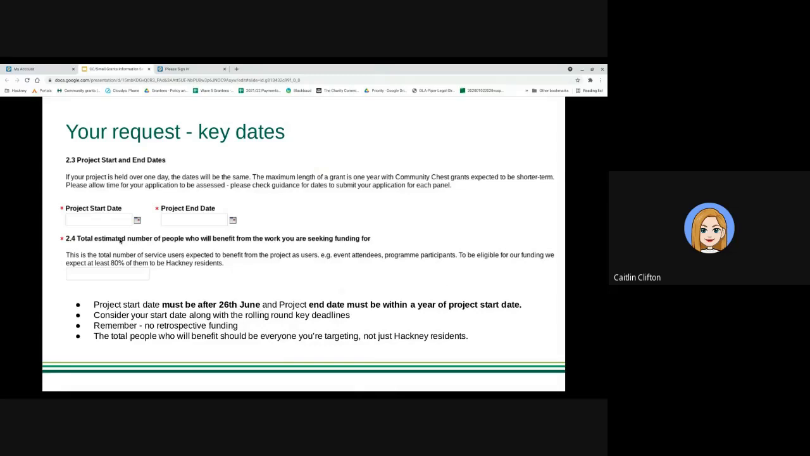And a note on the total number of beneficiaries. This is for the entirety of your project. This isn't for the 80% of Hackney residents. When we look at your applications as assessors, we'll do our own maths about roughly what that 80% looks like. So put the whole amount in there, because that really helps us to understand things like value for money. As you can imagine, if you applied for a project and the total cost of the project was, let's say, £5,000, but you only put 80% of the Hackney residents in there, maybe then that wouldn't translate very well to value for money, because we're not getting the full picture of how many people it's costing you to run that project.